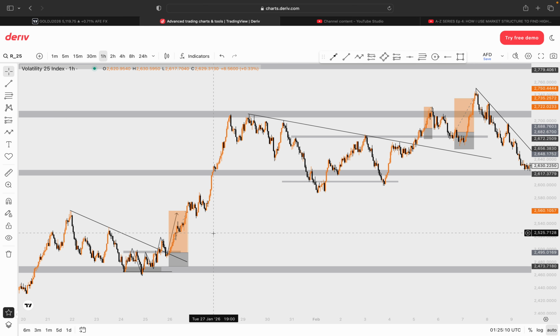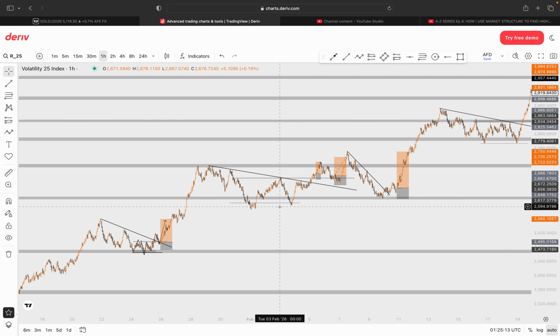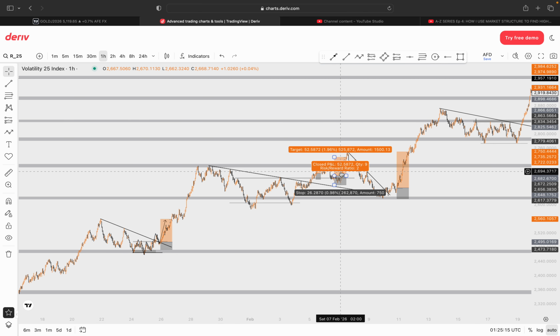So we got one trade here, this one played out. We got another good one here, it played out. We got another one here, it played out.